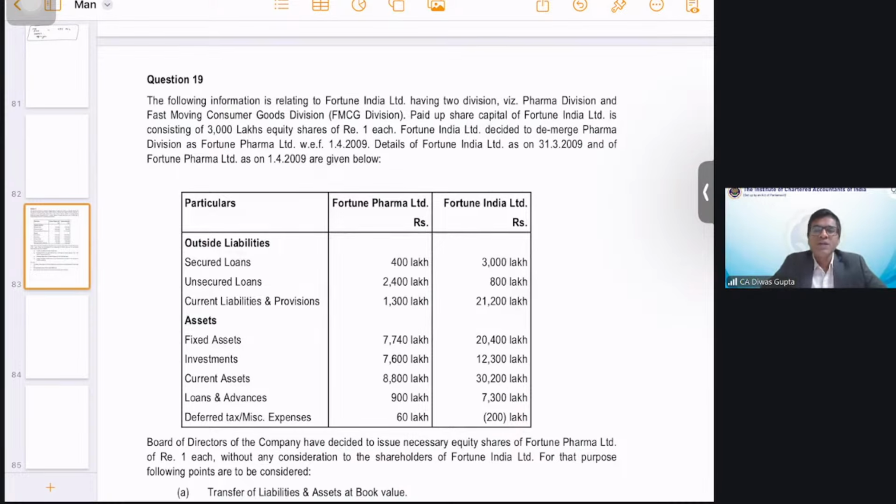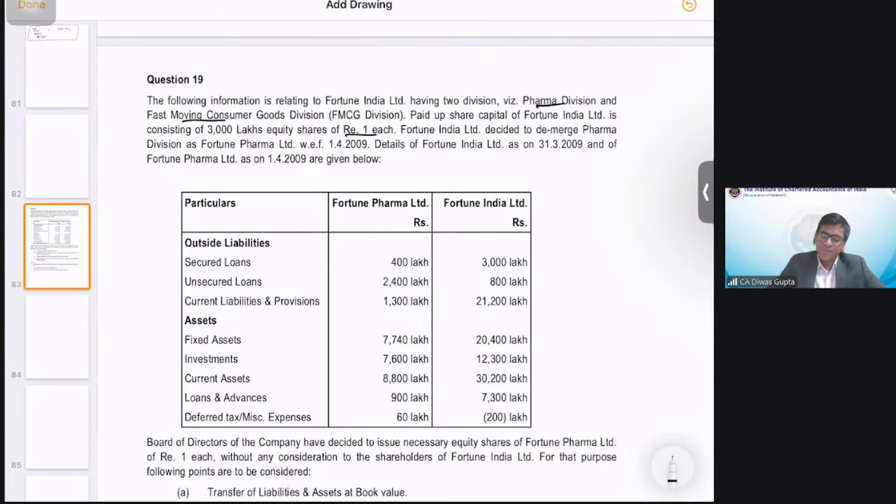two divisions, viz. Pharma division and fast moving consumer goods division. So first of all, they have mentioned a company which has two different divisions, FMCG and Pharma. Paid up share capital of Fortune India Limited consists of 3,000 lakhs equity shares of rupee 1 each. So these are the numbers, with face value of rupee 1 each. Fortune India Limited decided to demerge.